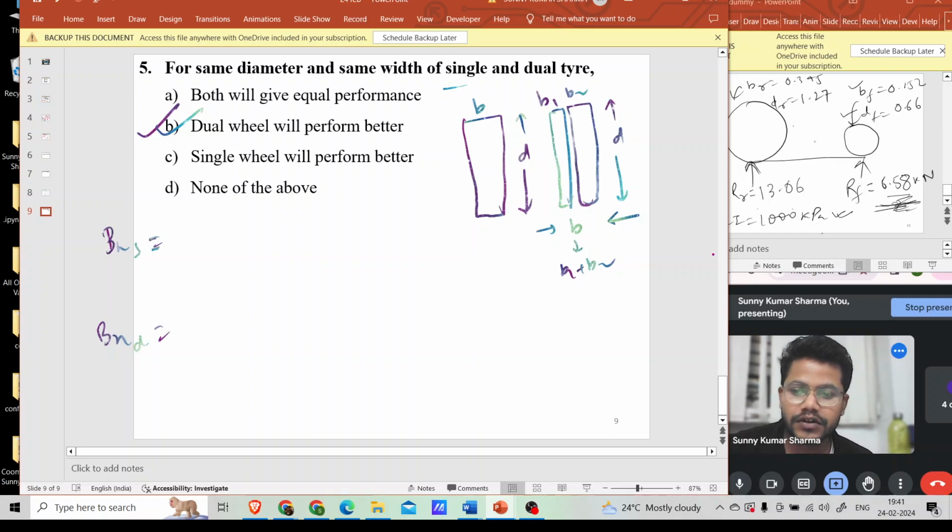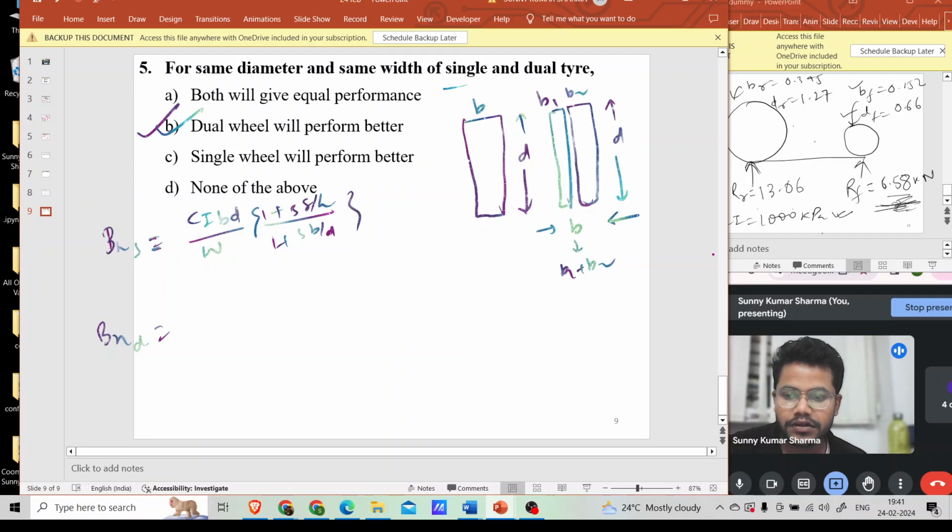And if you want to visualize it mathematically, then you calculate the mobility number for a single tire, that is CI B D by W into 1 plus 5 delta by H, into 1 plus 3 B by D, where width is B and D is diameter. And for a dual tire, the CI is the same, width will be B1, and D will be the same.